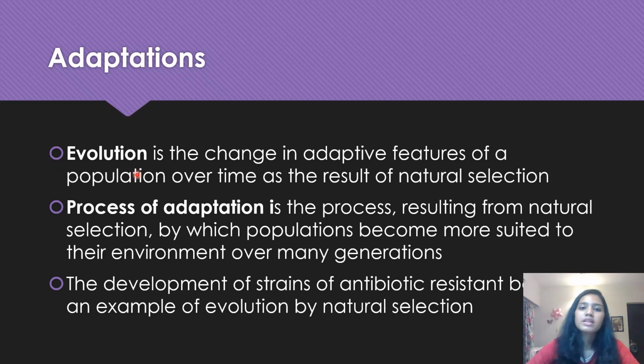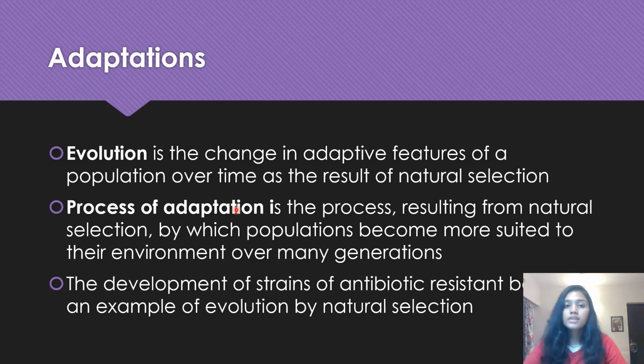It is basically the change in adaptive features of a population over time as the result of natural selection. This is a 3-mark definition. If you lose 1 mark, it will be so frustrating. So just remember, it is the change in adaptive features of a population as the result of natural selection. We're going to go over the process of natural selection, but it'll be good if you just memorize these before we go there so you can apply it.